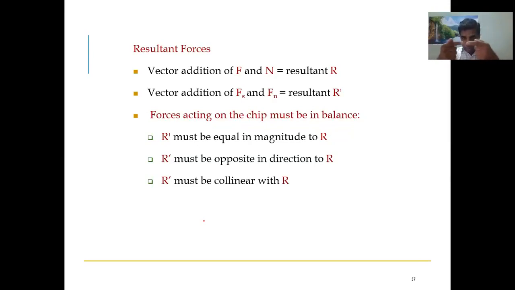So it means they must meet at a particular point. Meeting at a particular point means the forces are acting on a straight line, so collinear with R. So R and R bar both are collinear. These three conditions are compulsory to make anything equilibrium. If these three conditions are not met, then your cutting tool or maybe workpiece is not stable. Your cutting tool may break or can fly off. This may happen.